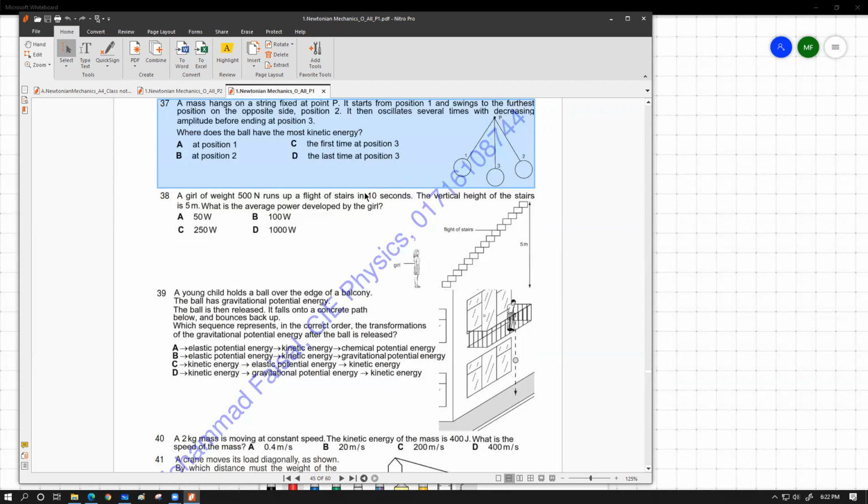All right, question number 39 says, as a young child holds a ball over the edge of a balcony, the ball has gravitational potential energy. The ball is then released. It falls onto a concrete path below and bounces back up. Which sequence represents in the correct order the transformation of the gravitational potential energy after the ball is released? After the ball is released.